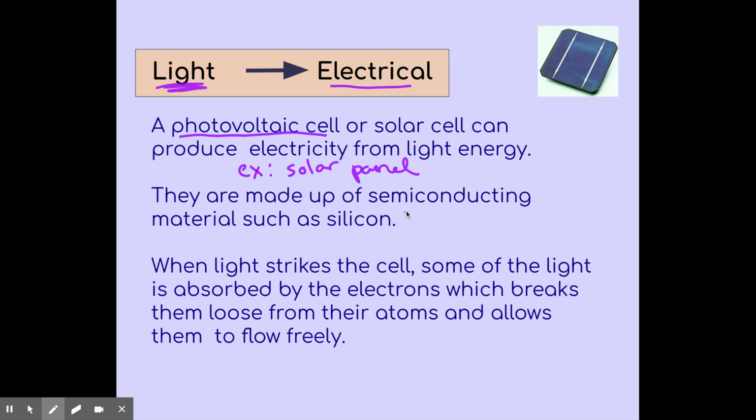They are made up of semiconducting materials like silicone, and what happens is when the light hits the photovoltaic cell or solar cell, some of the light is absorbed by the electrons that are in the silicone, and it breaks them loose from their atoms, and it allows them to flow freely. And we know that if electrons are moving, we actually have current flowing, aka electricity.